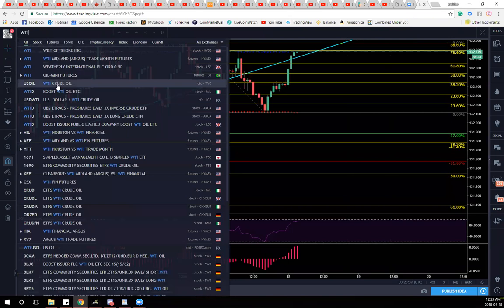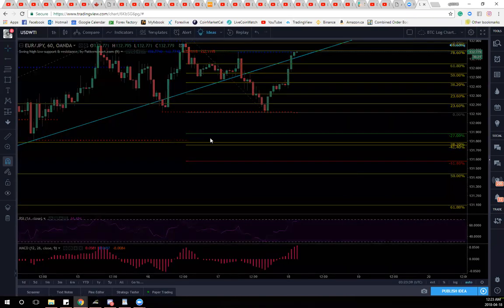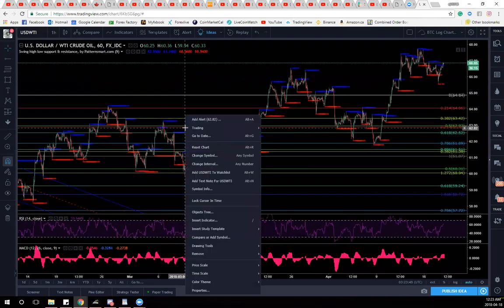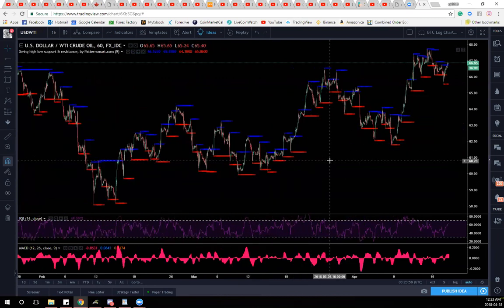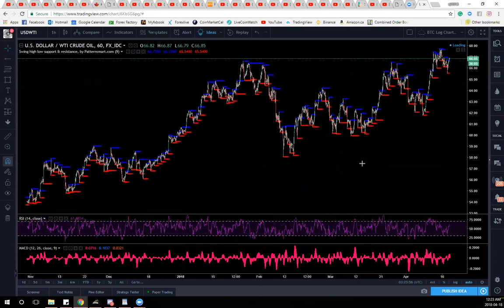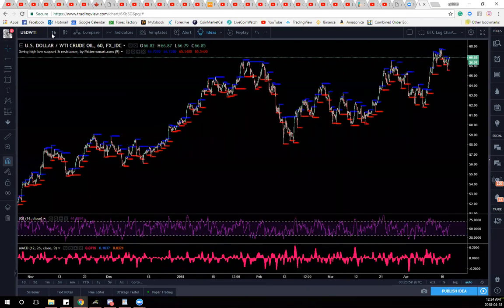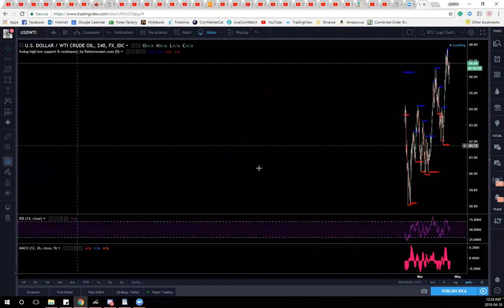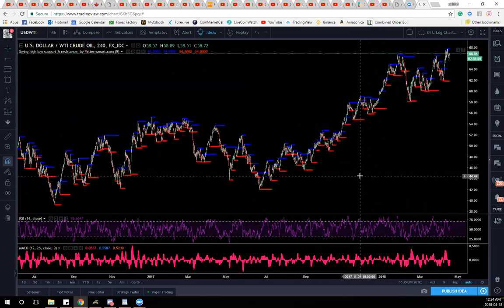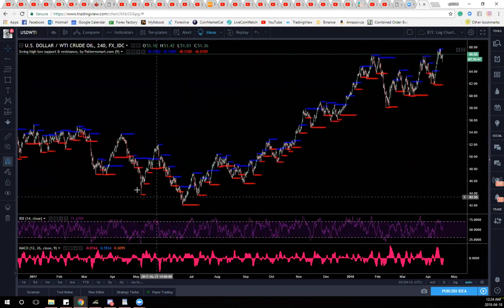Where's my crude oil? Remove all the drawings. Yeah. Since here it's been going up. Wow. Well, basically, it made lows last year of $25 a barrel, and now we're at 66. Oh, this is per barrel. Okay. Yeah. But from here, basically, that's where we stopped making lower lows the last time.